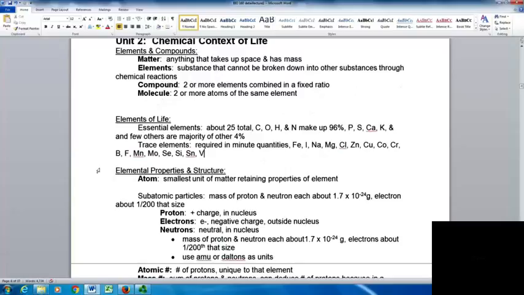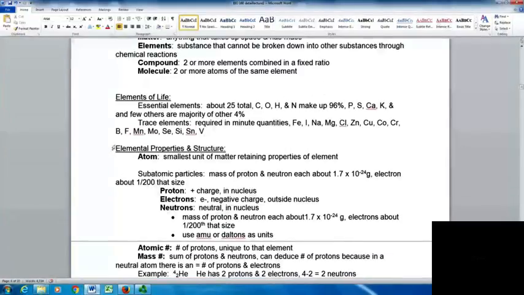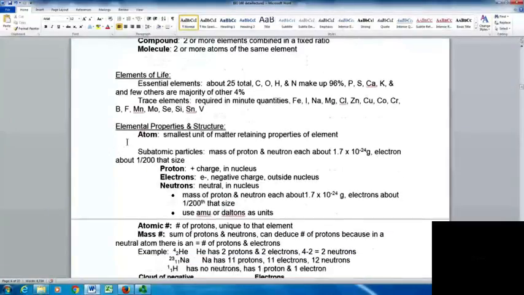For the elements involved in biology, there's a relatively limited number of them. They are the essential elements. It's about 25 of them total. Carbon, oxygen, hydrogen, and nitrogen make up 96% of them. So they are the vast majority. Then you've got phosphorus, sulfur, calcium, potassium, and a few others that make up the majority of that other 4%.